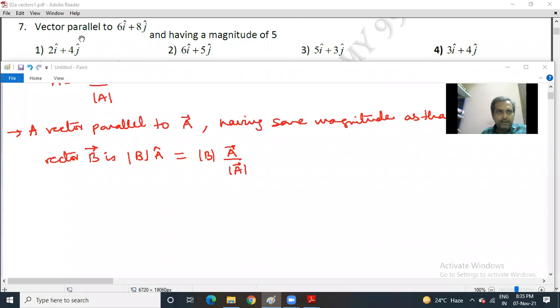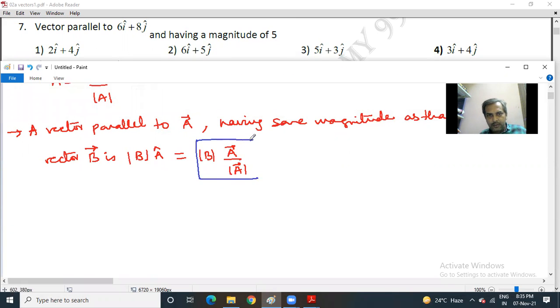Yeah, this is the question. A vector parallel to 6i cap plus 8j cap and having a magnitude of 5. So this is the formula. So mod of B is going to be 5. And vector A is what? You can write 6i cap plus 8j cap divided by mod of A.